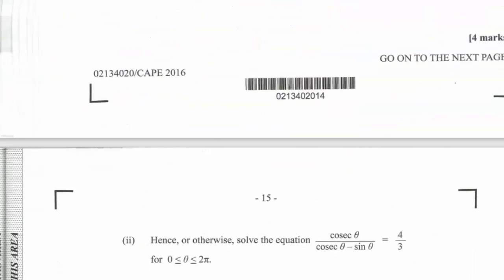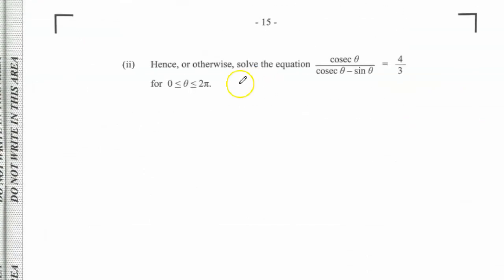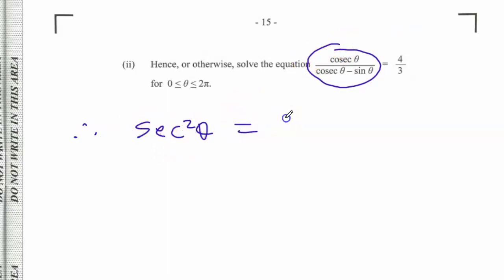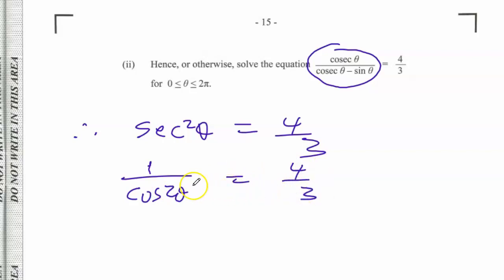Alright, let's move on to part B, or part 2. Hence or otherwise, solve the equation cosec over cosec minus sine equal to 4/3. Now we just proved that all of this is sec squared theta, so we can replace that with sec squared theta. So sec squared theta is equal to 4/3. Now you recall that sec squared is actually 1 over cos squared. So 1 over cos squared theta is equal to 4/3. And then we can reciprocate both sides, which means that cos squared theta is equal to 3/4.